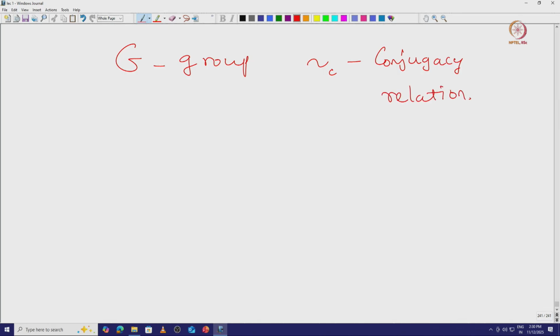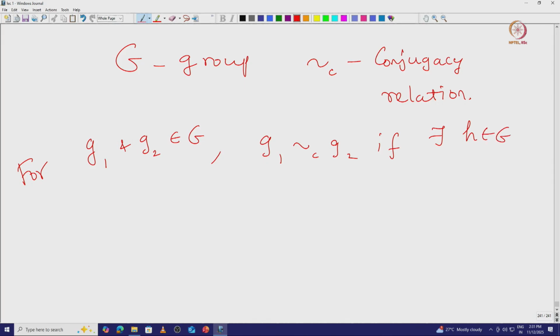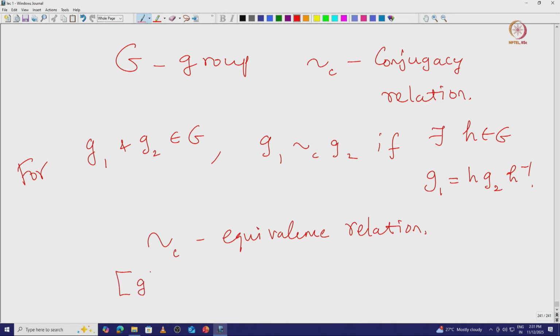So, what is it? We say that g1 and g2 from G are related by this conjugacy relation, that is, g1 is related to g2 if there exists h in G such that g1 is a conjugate of g2, so g1 is given by h g2 h inverse. Now, it is not hard to prove that this is indeed an equivalence relation. So, that means the equivalence classes are given by, let us say, the class of g.